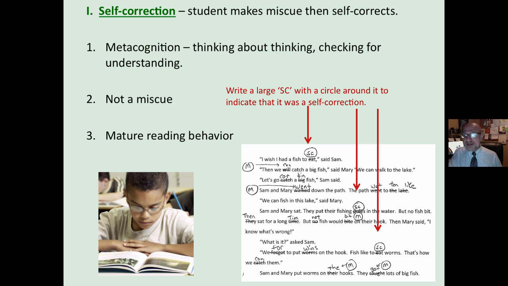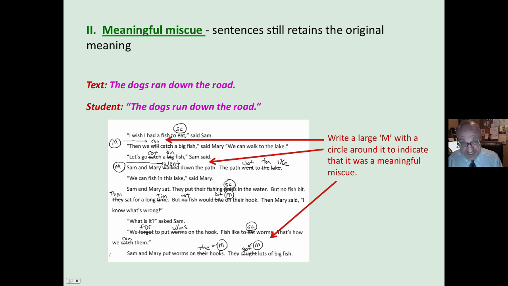So on the miscue analysis sheet, I write a large SC with a circle around it to indicate that this is a self-correction. I want to see more SCs. This tells me the student is thinking about thinking or focusing on meaning.